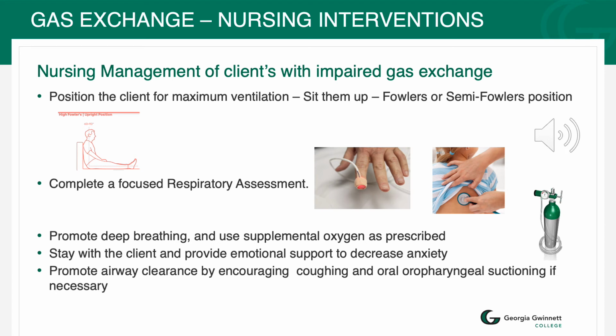Then you put the pulse oximeter on the finger. You assess them and you put the oxygen on and increase it until you can get to 95%. You stay with the client, provide emotional support because a lot of times they're going to be anxious because they can't breathe. And then you promote that airway clearance by encouraging them to cough. And sometimes you actually have to put in a suction catheter and suction their oropharyngeal cavity, which is not pleasant for them.